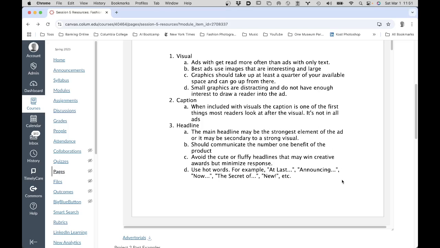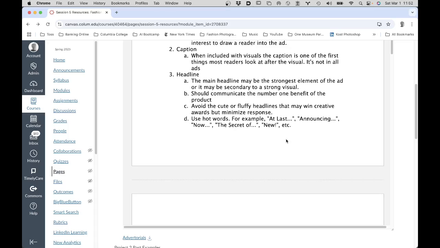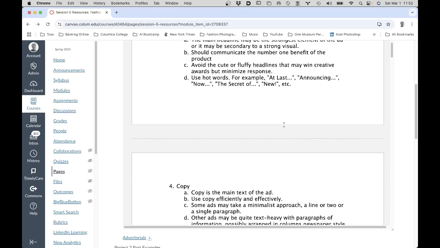Caption, again, when it explains the visual, is a really important part here. I don't want to read through all of this right now because you guys can read through it, but a lot of it is common sense, and it's important that you keep this in mind. So again, in your headline, you want to avoid the cute and fluffy stuff, right? You don't want to use anything that'll minimize the response. You want to use hot words, at least: announcing, the secret of, new, all of that. You guys are exposed to that, but there is a reason. There's so much research behind this. What is an effective ad? What is going to compel you to act?